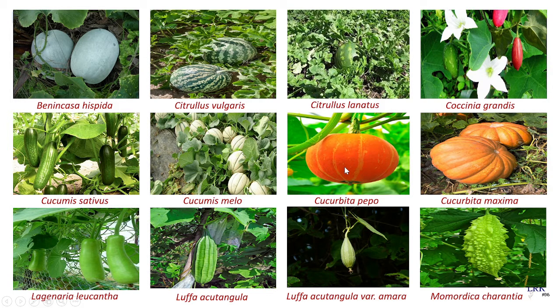Cucurbita pepo is Gummadi or Safed Kaddu. Cucurbita maxima is called Thiya Gummadi or Lal Kaddu. This is Lagenaria leucantha, called Sorakaya or Lauki in Hindi. This is Luffa acutangula, called Birakaya or Turai in Hindi, and this is Luffa acutangula variety amara. This is Adavi Birakaya or Kadvi Turai.